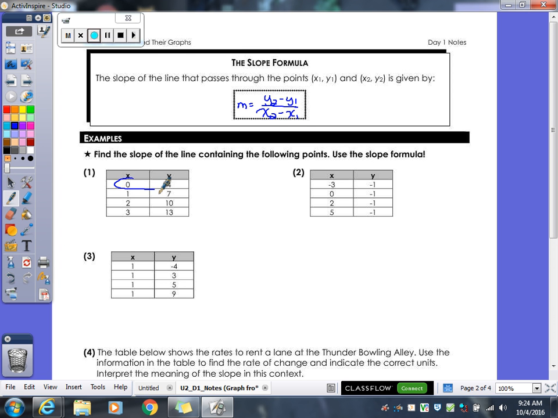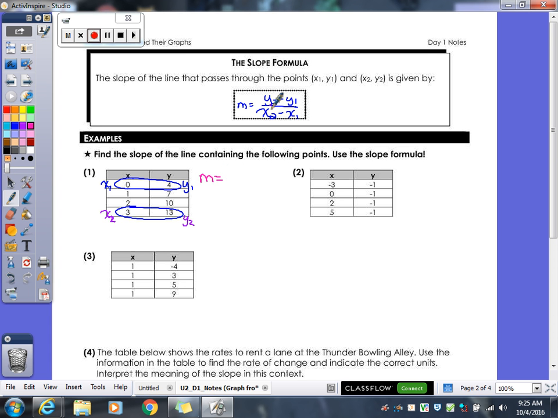So if you have a table, you want to pick 2 points off your table. I like to use the top and the bottom. So then this means my top point, there's my x1 and my y1, because that's from my first point. Down here, that's my x2 and my y2, because that's from my second point. And then we just plug it into our formula.